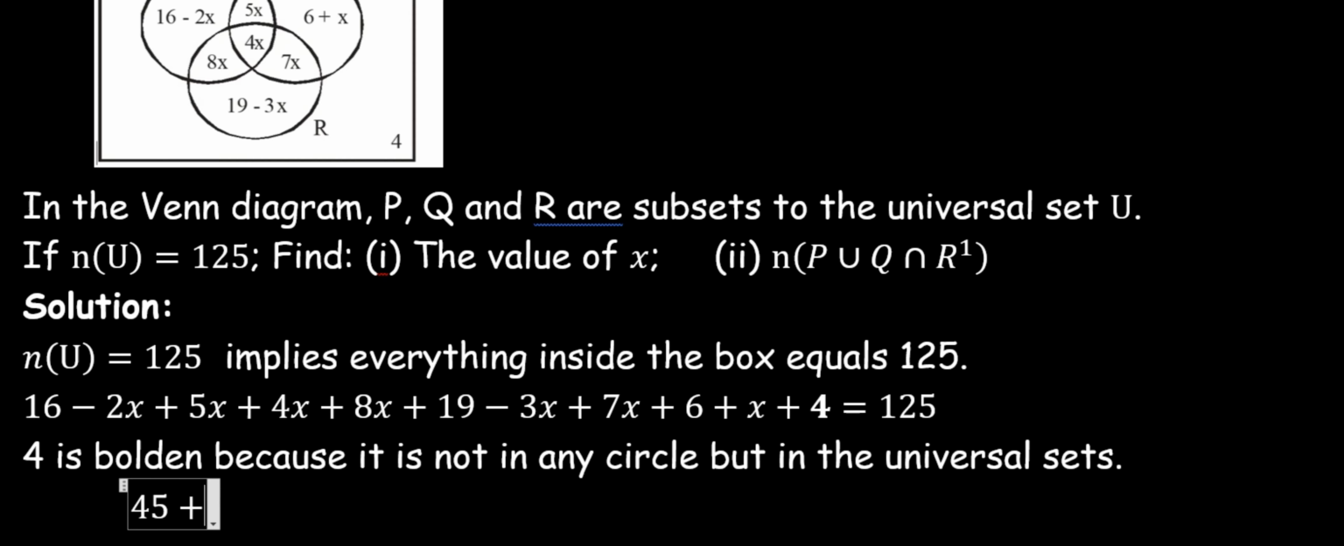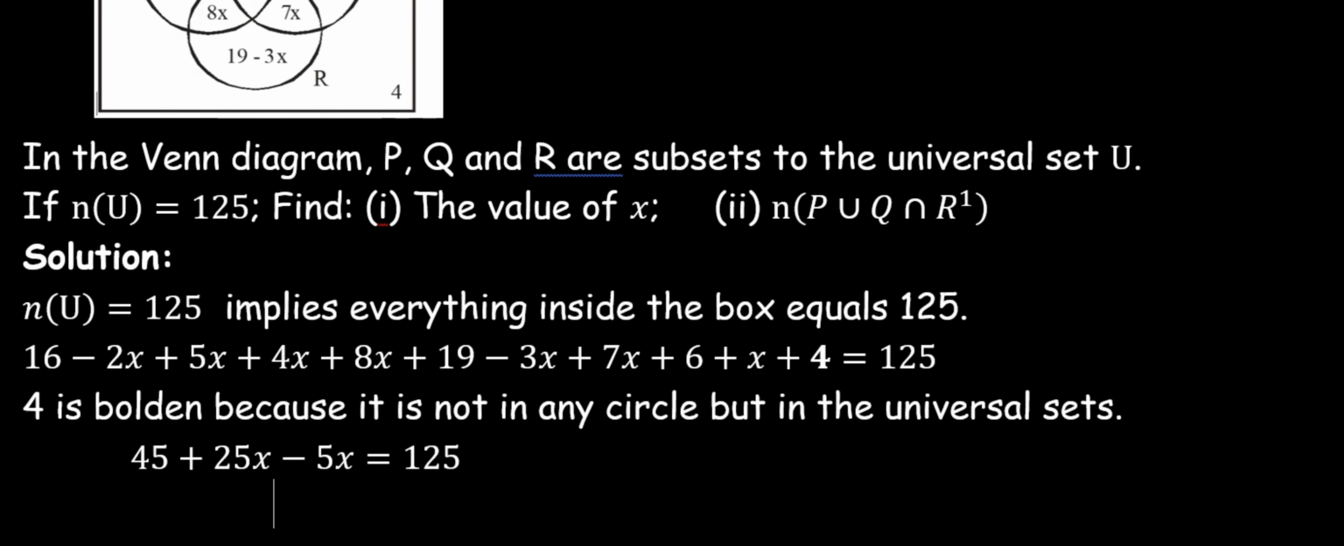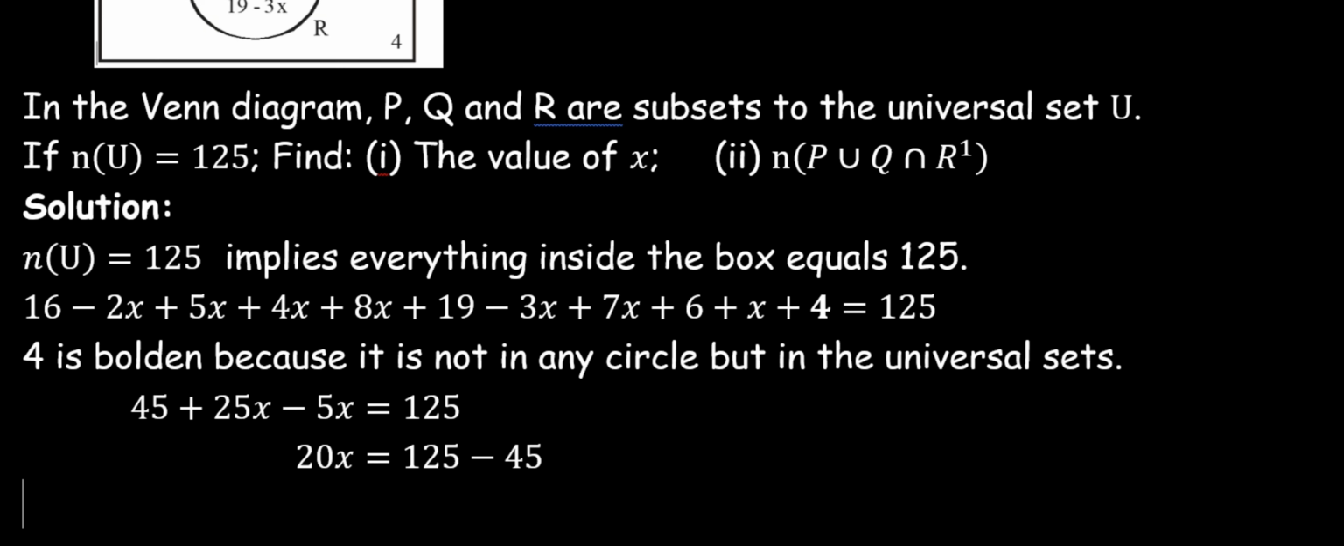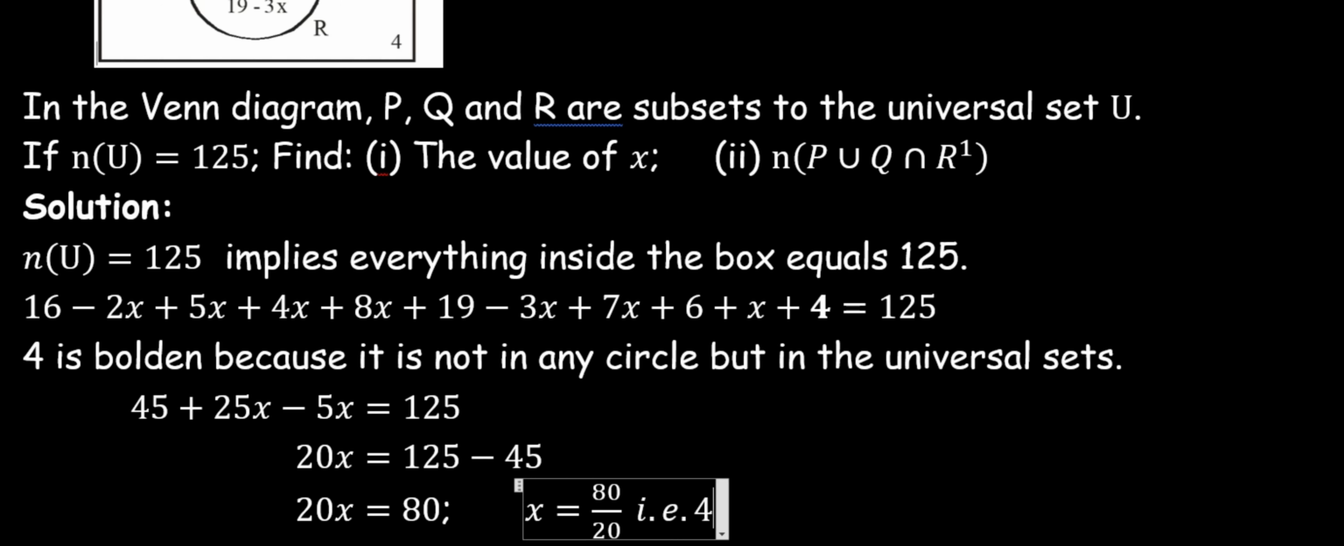45 plus 25s minus 5s equals 125. Collecting like terms together, we have 20s equals 125 minus 45. And that gives us 20s equals 80, which implies that s equals 80 over 20, which is 4. Next is (ii).